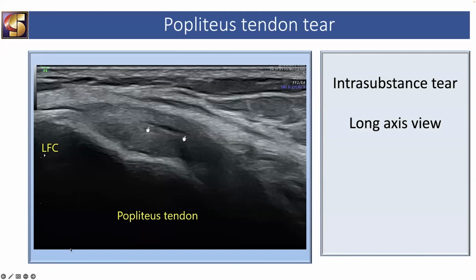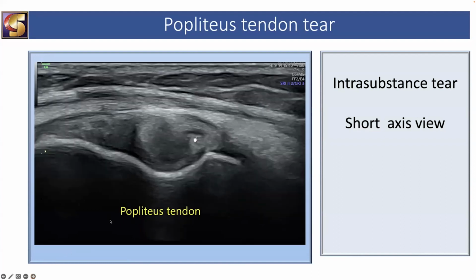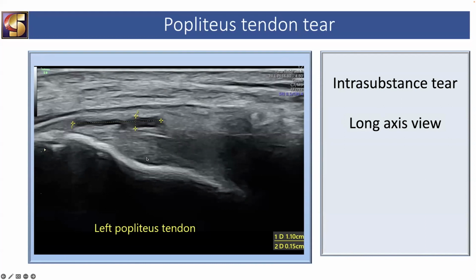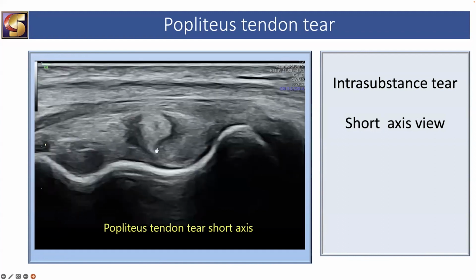This is a long axis view of the popliteus. So coming to the short axis, we can see a small thin cleft within the swollen popliteus tendon. Here is another case of a long intrasubstance tear, which was not extending superficially or deep to the articular surface. It was almost about 10 millimeters in length and 1 mm in thickness. So in this case, we could see this oblique intrasubstance tear of the popliteus tendon.